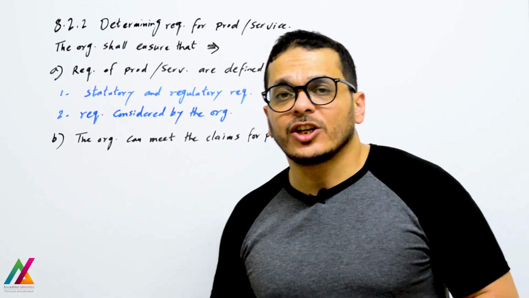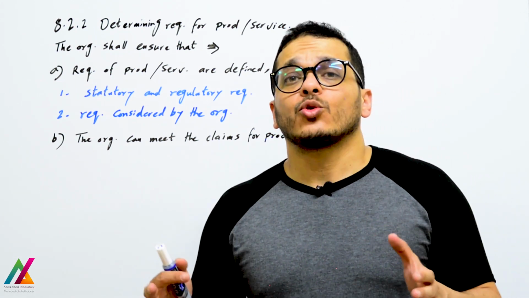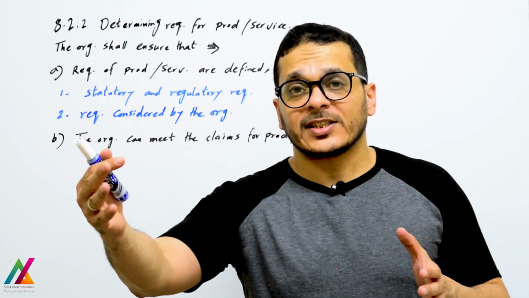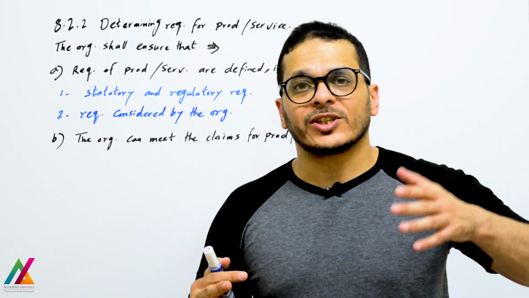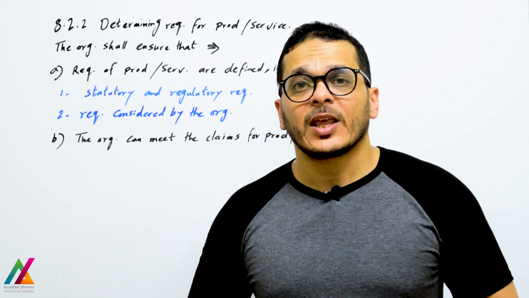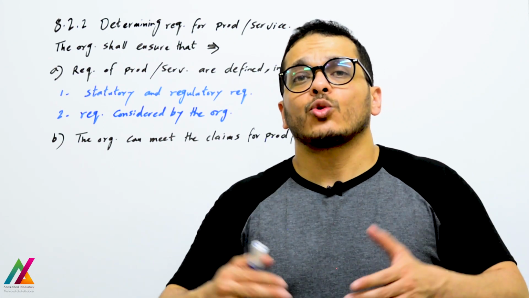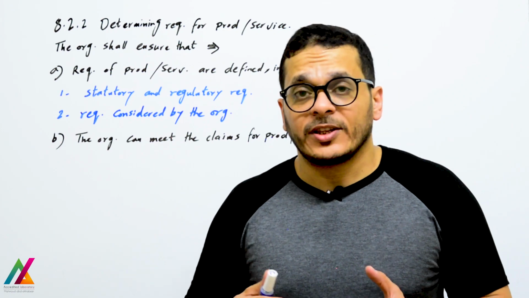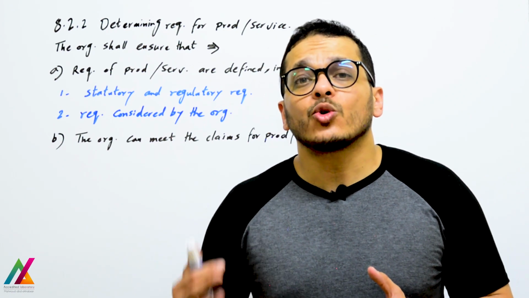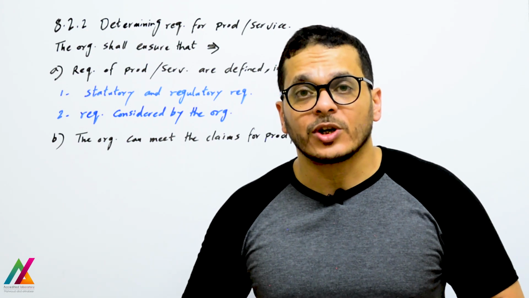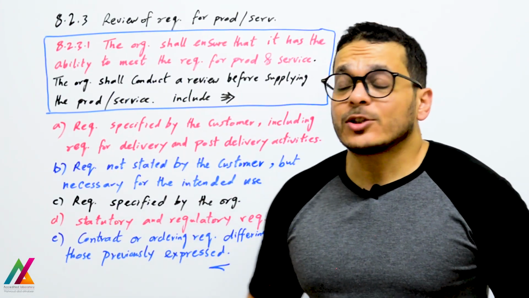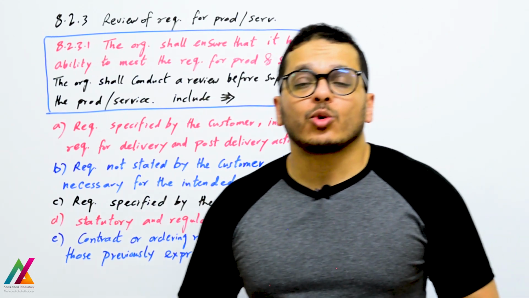And the organization can meet the claims for product and service. So the organization shall define all requirements from the customer and ensure that these requirements are not against the law or standards or their requirements, and they shall ensure also that they have the ability and the resources to provide him with the high quality of his product or service. And the third point is to review the requirement for product or service.